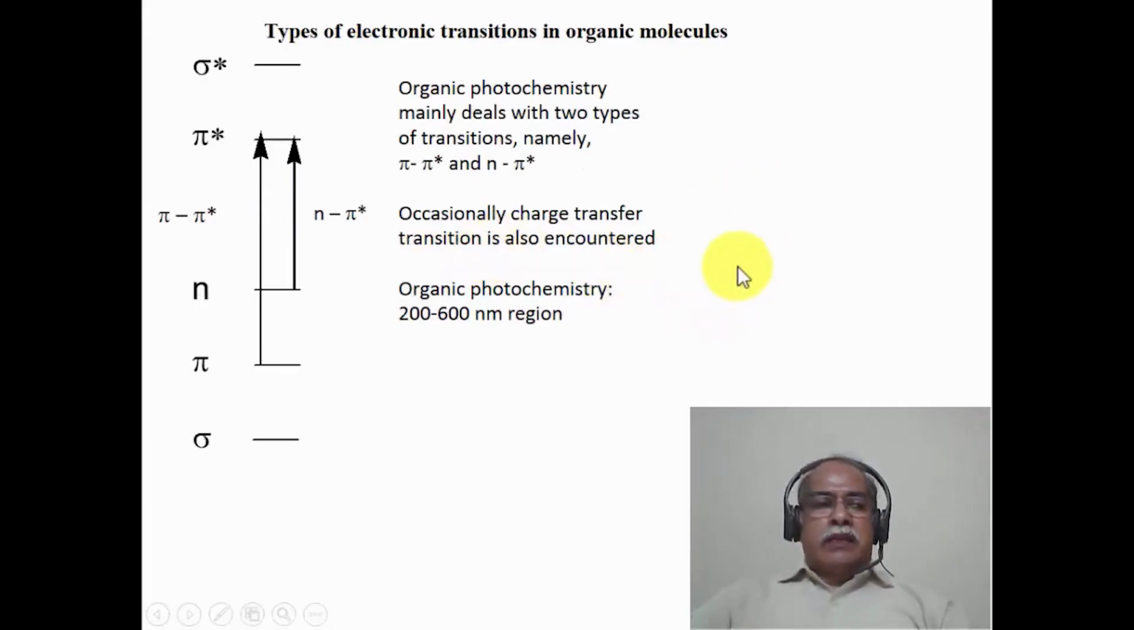The type of electronic transition in an organic molecule essentially depends on what kind of molecule we are dealing with. If it is a saturated molecule, where you have only sigma electrons, then there is only the possibility of a sigma to sigma star transition. Let us take the example of methyl iodide. The C-I bond has the lowest energy absorption.